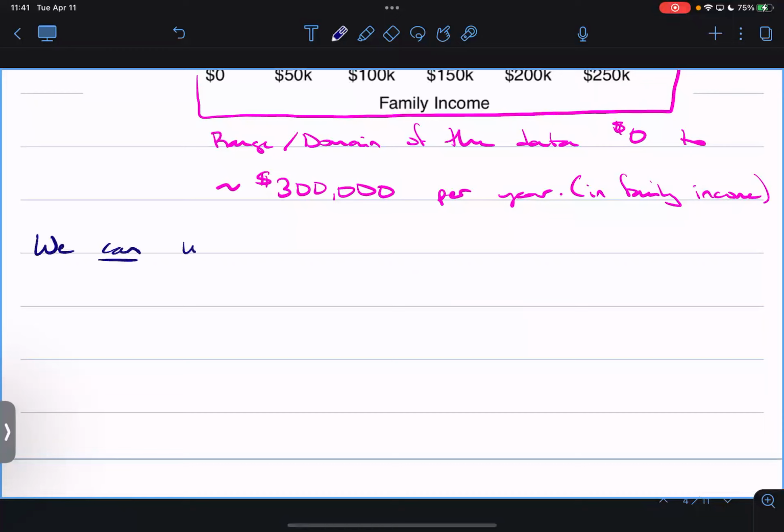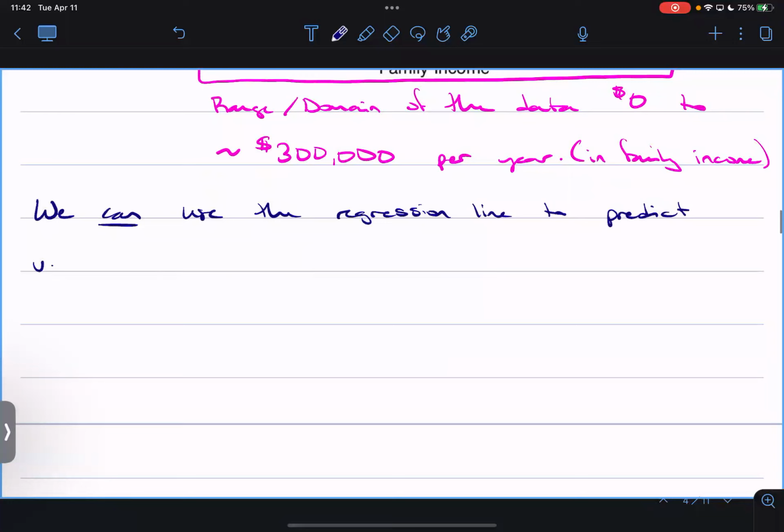We can use the regression line to predict values of y outside the range of the data.